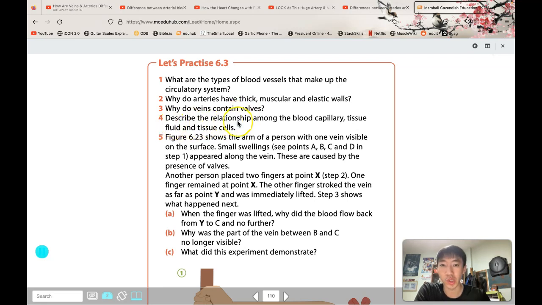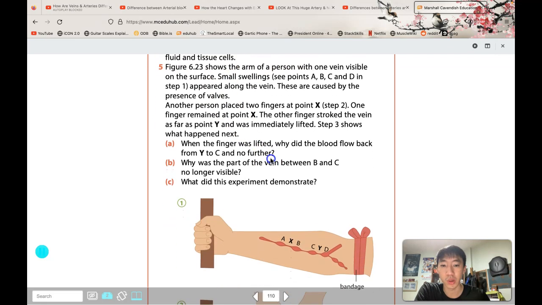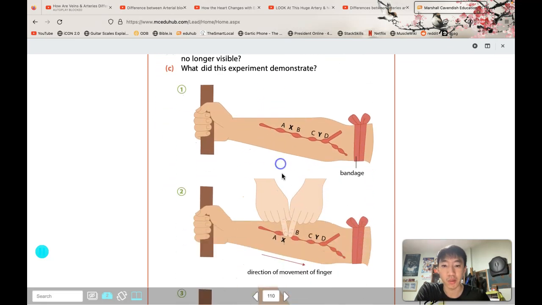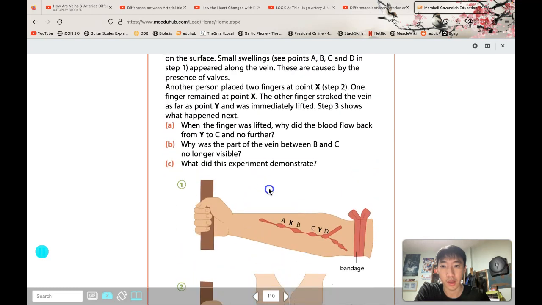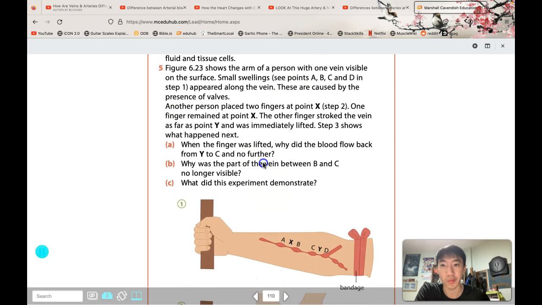Some of the rest you can try yourself. And let's just quickly run through question 5.